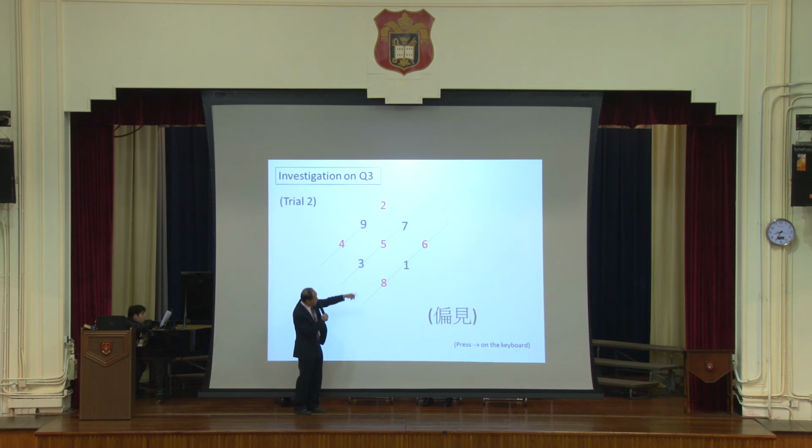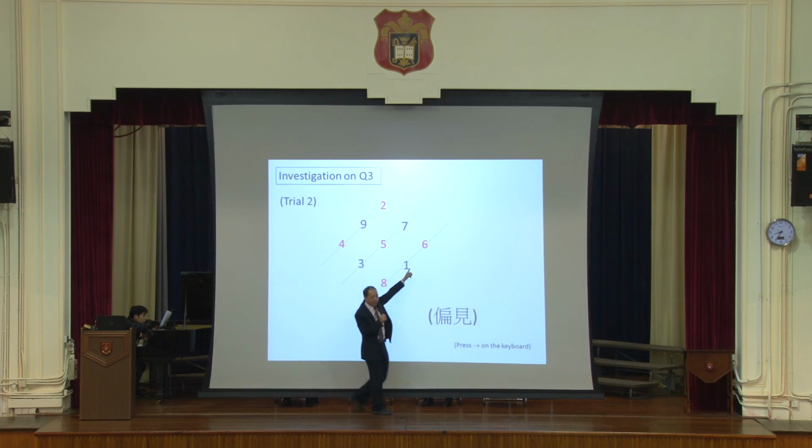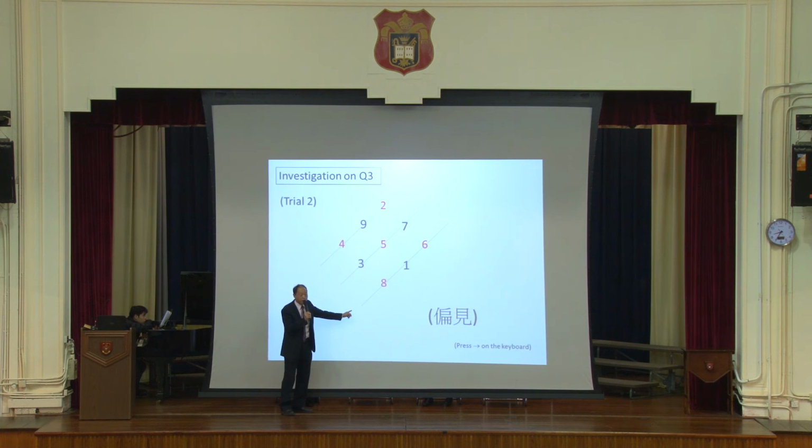This will be the sum of the 3 numbers: 8 plus 1 is 9, 9 plus 6 is 15, right? Oh, 15, that's the number we want. 3 plus 5 plus 7, it is also 15. And 4 plus 9 plus 2, it is also 15.